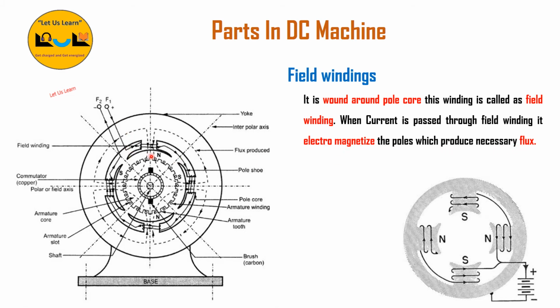Whenever input is given to the winding which is wound on the pole core, it acts as an electromagnet and induces a magnetic flux which is given to the armature. So this is the separate diagram of the field winding. This winding on the pole core is called the field winding.